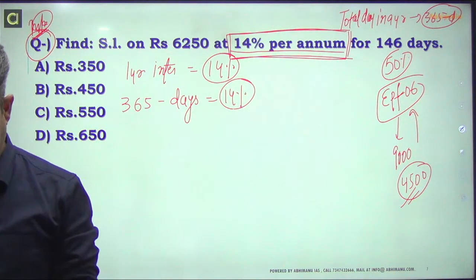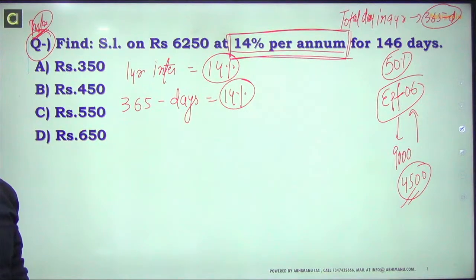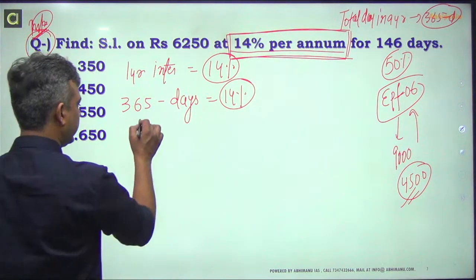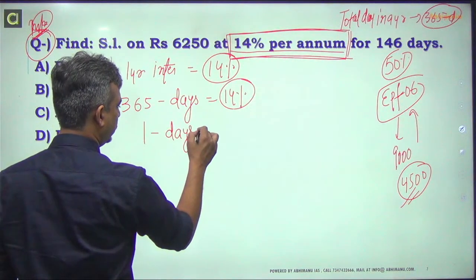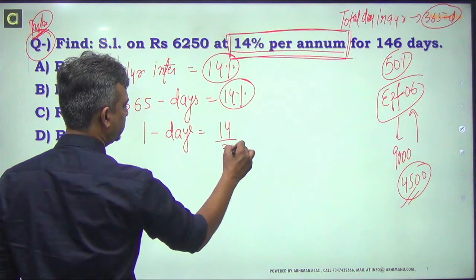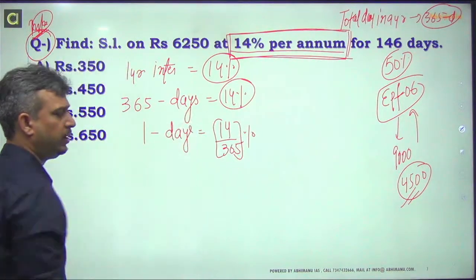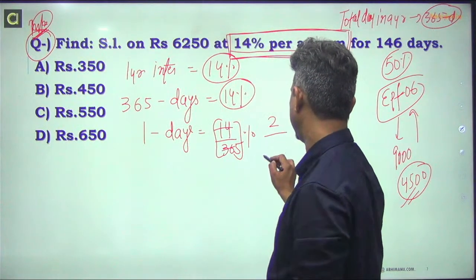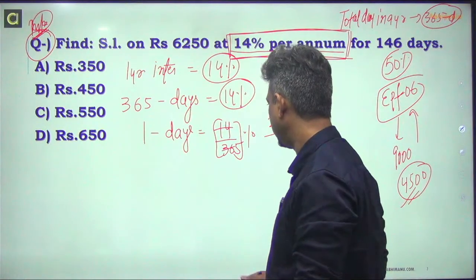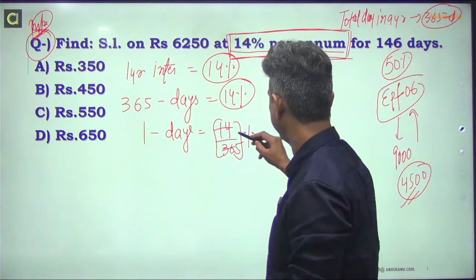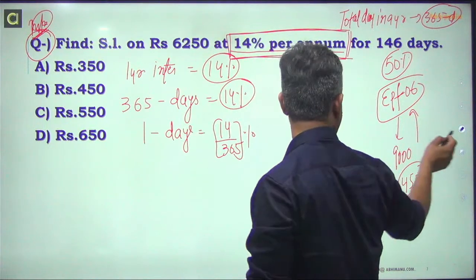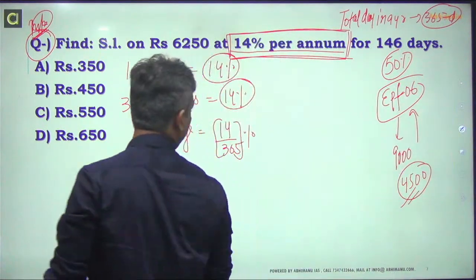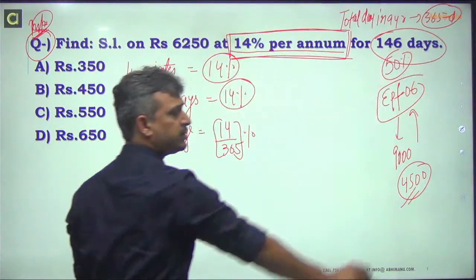Himanshu and Kamakshi, Sani, please tell me, is that clear? Is that clear to both of you? And the other students who are joining the session? So in 1 day, we are getting 14 by 365% of interest. So by solving this, okay, interest. So for how much time we have to find out? We have to find out the value for 146 days.